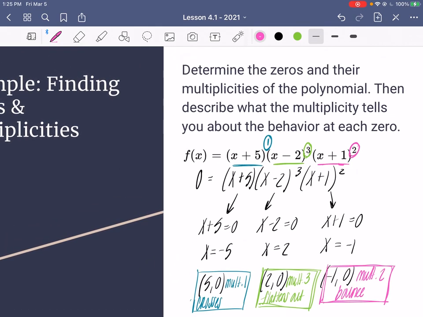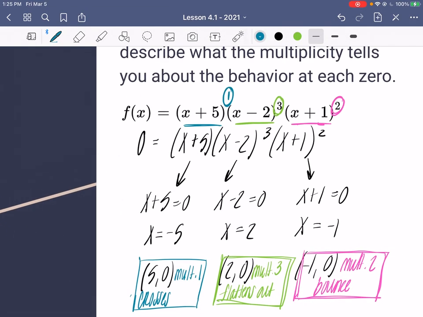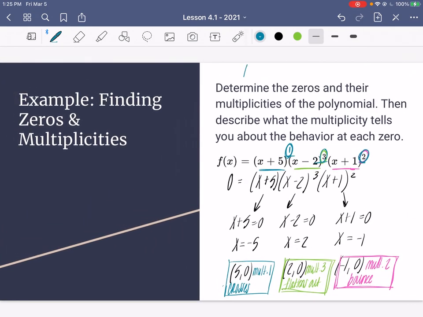Now if we add all of these up together, since this is in factored form, if we add all of these multiplicities together, that should give us our degree. So 1 plus 3 plus 2, so 4 plus 2 is 6. So this is a 6th degree polynomial.